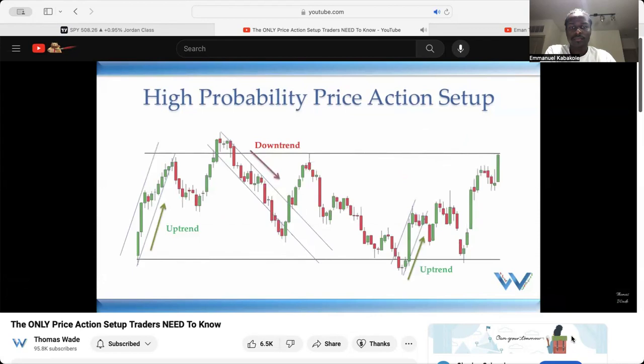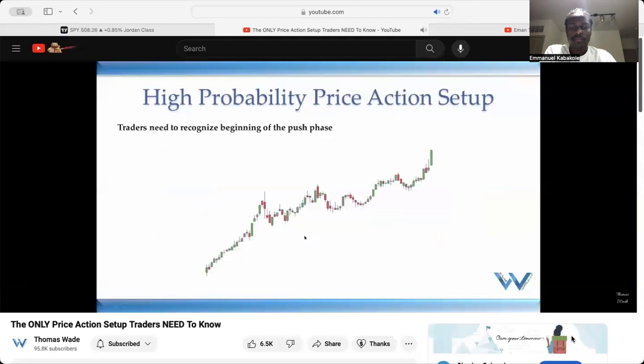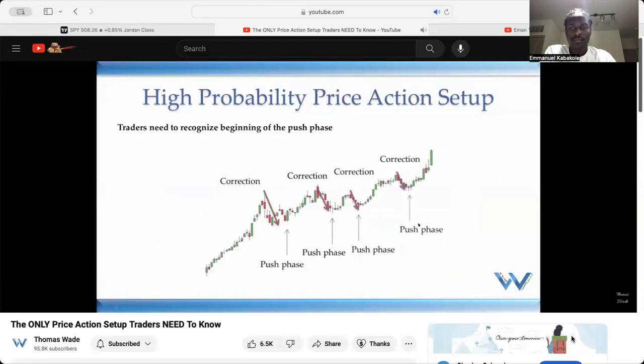Unless the trend range is very tight, there are small trends playing out. Every trend has multiple phases. We have a correction phase and we have a push phase. Correction phase followed by a push phase, correction phase followed by a push phase, correction phase, and followed by another push phase. This is the behavior according to price action when it comes to trends.